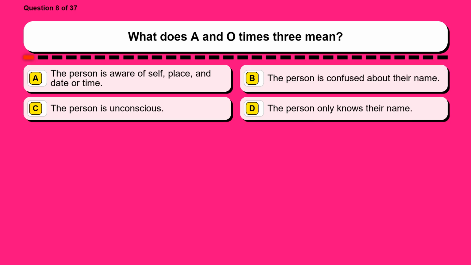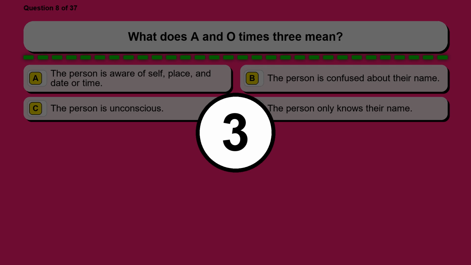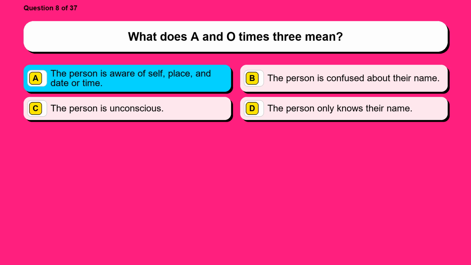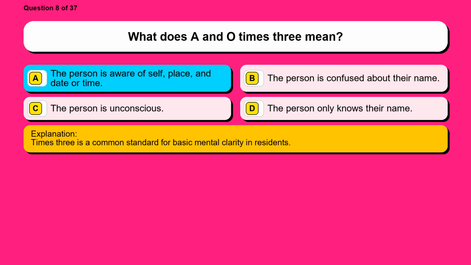Question 8. What does A&O times 3 mean? Option A. The person is aware of self, place, and date or time. Option B. The person is confused about their name. Option C. The person is unconscious. Option D. The person only knows their name. The correct answer is option A. The person is aware of self, place, and date or time. Times 3 is a common standard for basic mental clarity in residents.